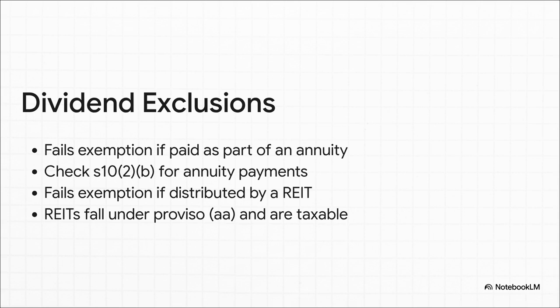Exclusion 1. If a dividend is paid as part of an annuity, it fails the exemption entirely. Exclusion 2. If the distribution comes from a real estate investment trust, or a REIT, it falls under a very specific proviso and becomes fully taxable. If you see either of those words, boom, that dividend is ripped right out from under the exemption shield and goes straight into taxable income.